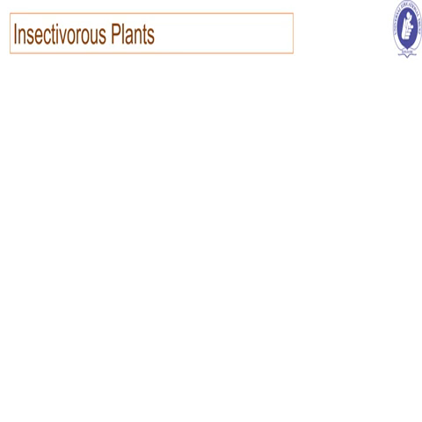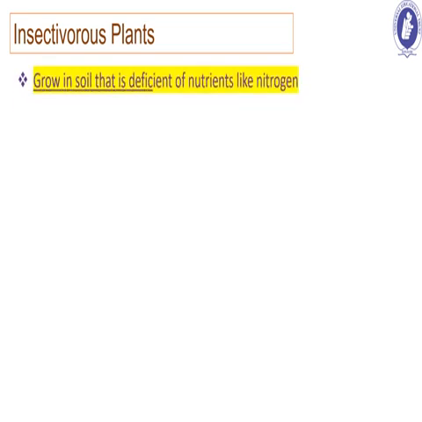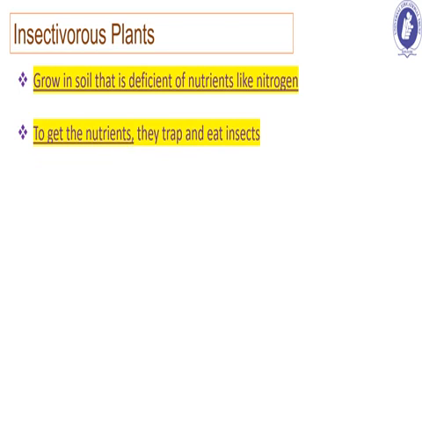Do you remember something about insectivorous plants that you have learned in lower classes? They trap and eat insects. Why do they do so? These insectivorous plants grow in soil that is deficient of nutrients like nitrogen. Deficient means less of. In that soil, nitrogen will be less. To get the nutrients, they trap and eat insects.